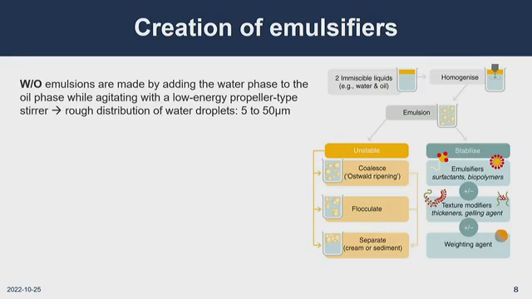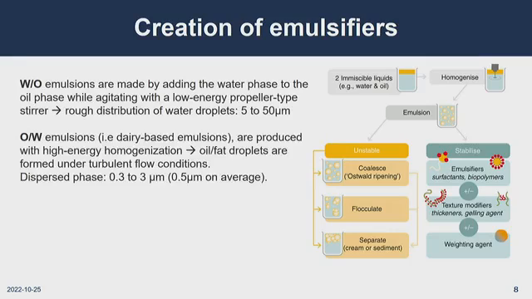Water in oil emulsions are made by adding the water phase to the oil phase. So we add the smaller amount to the bigger amount, while agitating with a low energy stirrer. There are specific stirrers to do it. By doing this, there is a rough or random distribution of water droplets. These water droplets usually have a size of 5 to 50 micrometers.